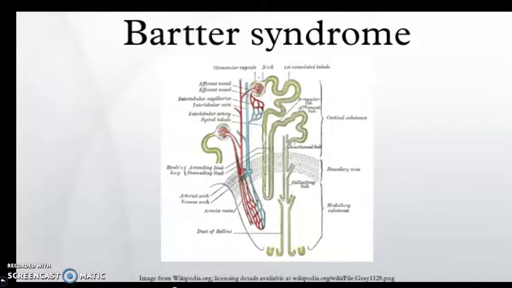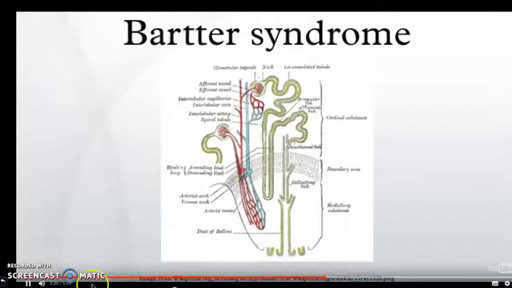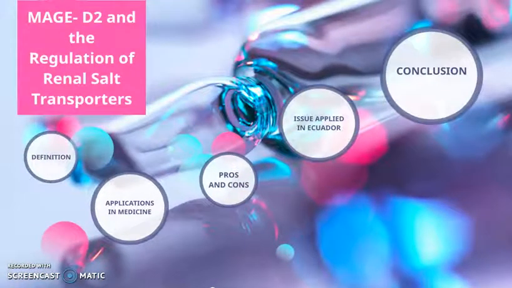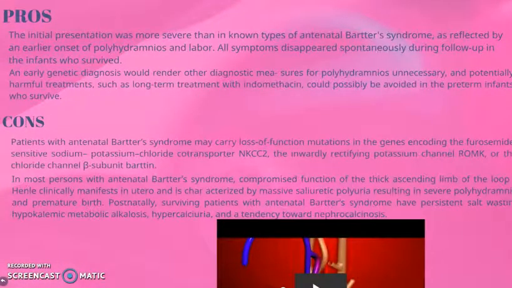Bartter and Gitelman syndromes can be divided into different subtypes based on the genes involved. Treatment: patients should be encouraged to include liberal amounts of sodium and potassium in their diet. Pros and cons. Pros: the initial presentation was more severe than in known types of antenatal Bartter syndrome, as reflected by an early onset of polyhydramnios and labor. All symptoms disappear during follow-up in the infants who survive.